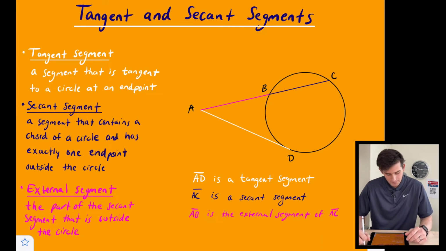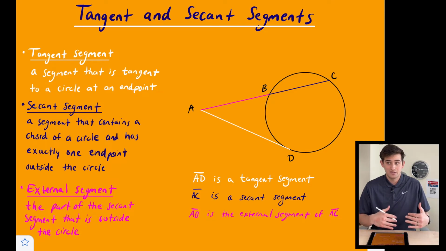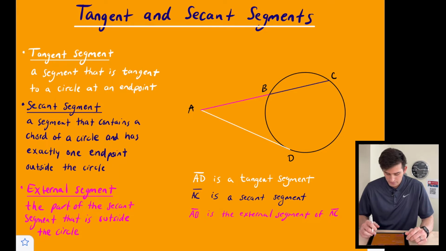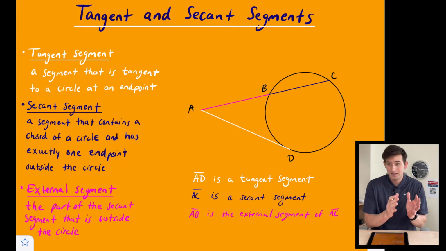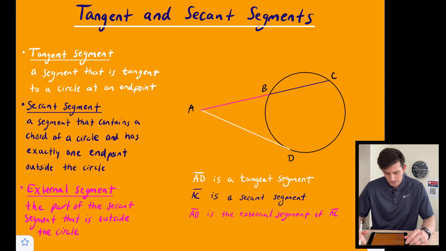Next we have a secant segment, and that is a segment that contains a chord of the circle and has exactly one endpoint outside the circle. Let's go ahead and talk about the external segment before we look at our diagram. An external segment is part of the secant segment, but it's the part that is outside the circle. So I have the external segment in pink here, and I have our secant segment in navy blue. If we look at our diagram, our entire secant segment is AC, but part of that is outside, which is AB, and we call that the external segment of our secant segment.